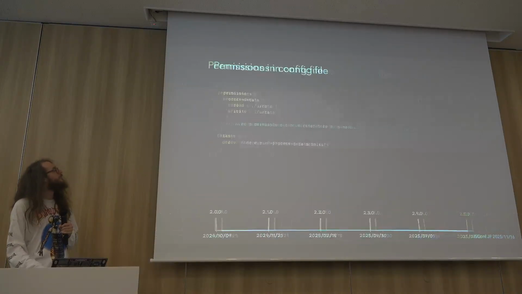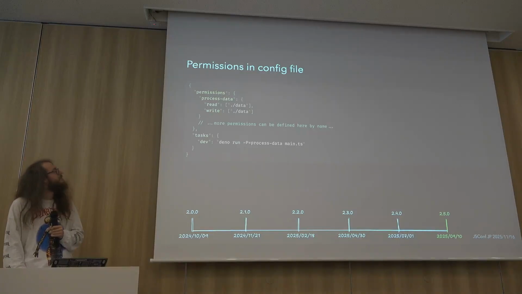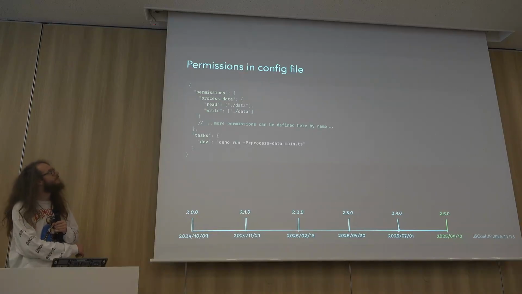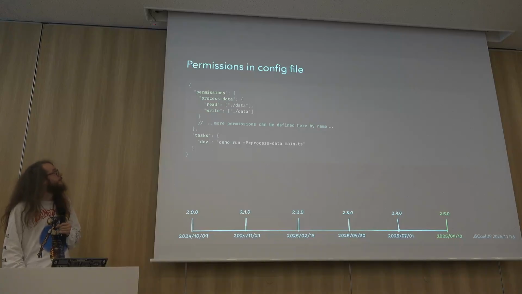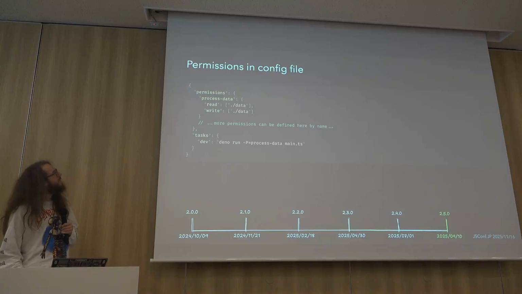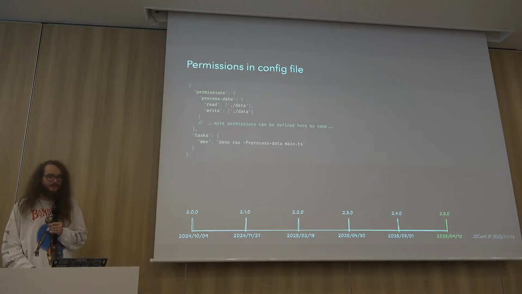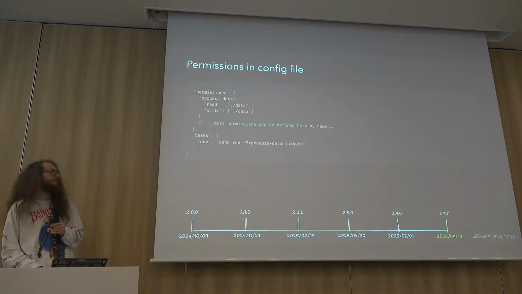For 2.5, we had the permission config files, which, again, is another really requested feature. So now you can specify your permissions in the config file. You have a key for the name of the permission, in this case it's process data, and you can specify all your permissions. Then to run with the permissions from the config file, you have to specify the -p flag. In this case we have a name, so it's process data. But if the name is default, then you don't need to specify the name. You just have to specify -p.